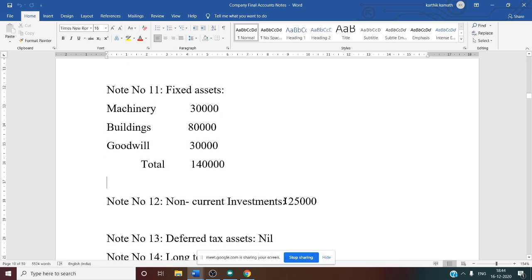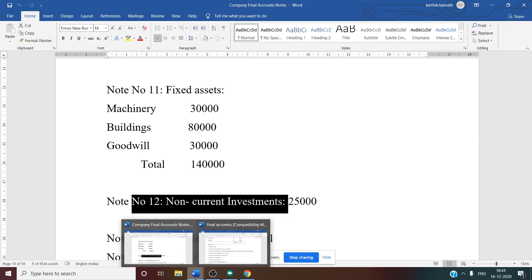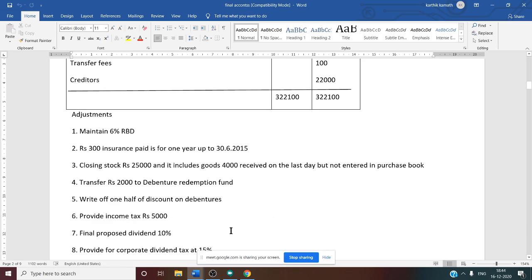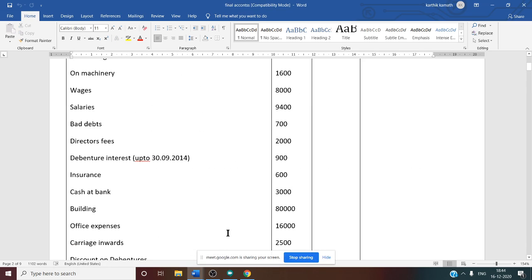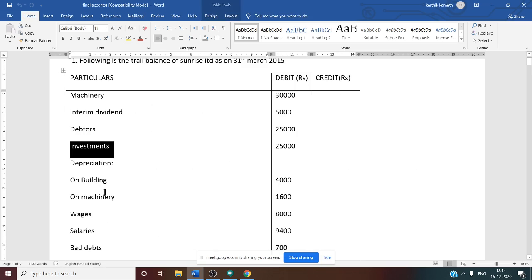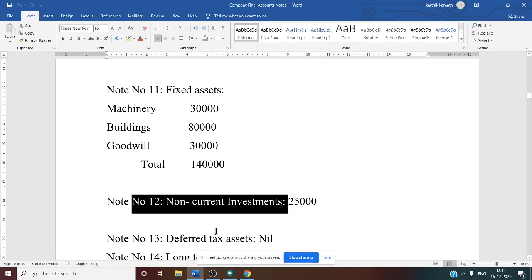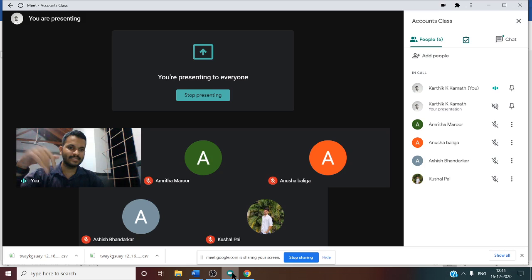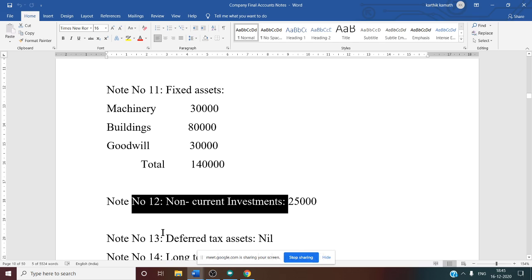Second one, non-current investment. We have to see in the question where investment information is given. See this, information about investment is given, that is 25,000. So 25,000 is working note number 12, that is non-current investment. No other information, so we'll assume that it is long-term in nature, more than 1 year. That is note number 12.